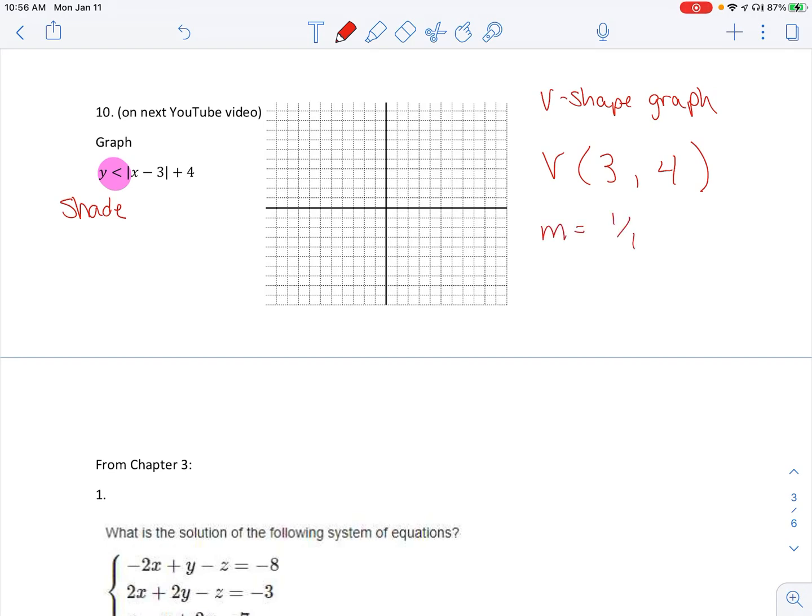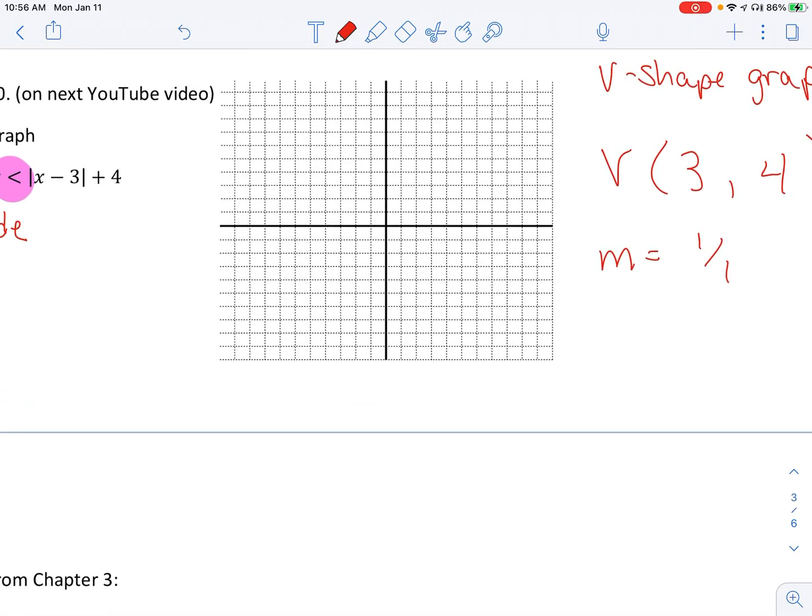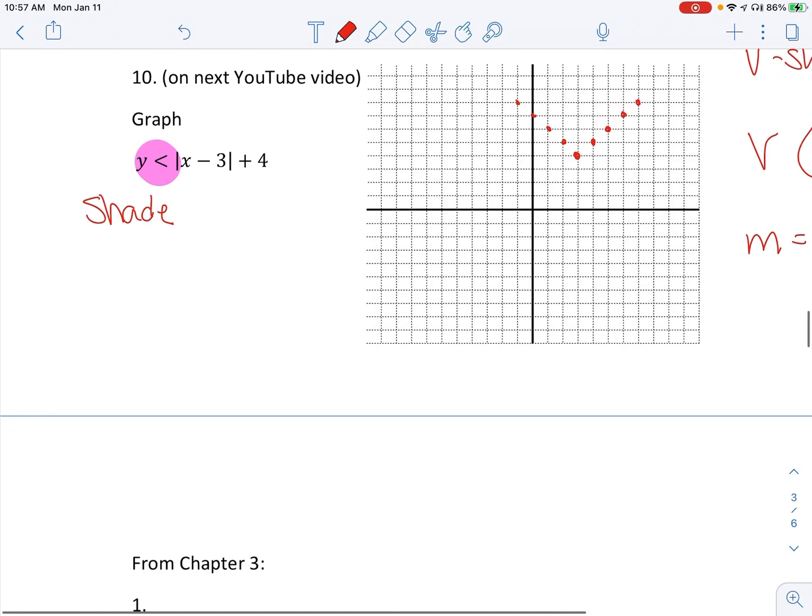So the first thing I'm going to do is graph my shape. Now again, if this was a straight line, you would be graphing a straight line. It just so happens that this particular problem is a V shape because it's absolute value. So 3, 4 is there. Slope 1/1. Remember, this is not a straight line graph. This is a V-shaped graph, so I got to go 1/1 in both directions. Also, please remember this is a broken line because it is not equal to, and I'm going to shade below my whatever I draw. I'm going to shade below because it's less than.